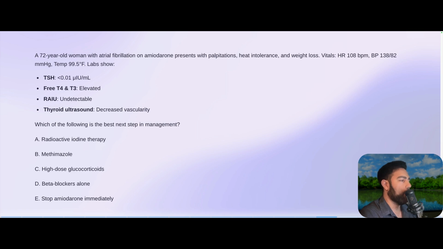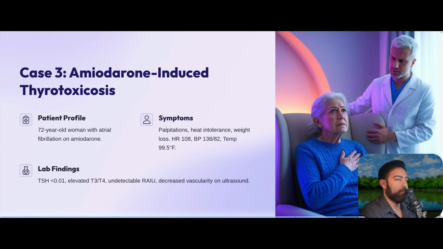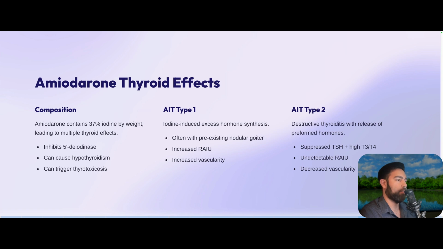Okay, so this is another important board question. Amiodarone-induced thyrotoxicosis and the way it does it. So this was a patient who is on amiodarone. They present with that elevated T3, T4 and undetectable RAIU and decreased vascularity. So that's very important, right?